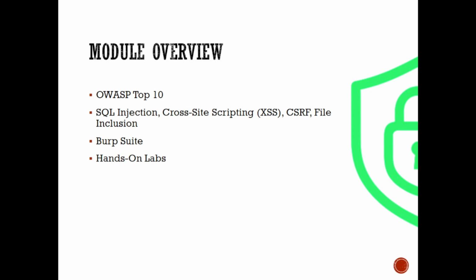OWASP Top 10, the most common and dangerous vulnerabilities in web apps, updated regularly by security experts. SQL injection, cross-site scripting (XSS), CSRF, file inclusion. You'll not only understand these, but exploit and patch them like a pro.